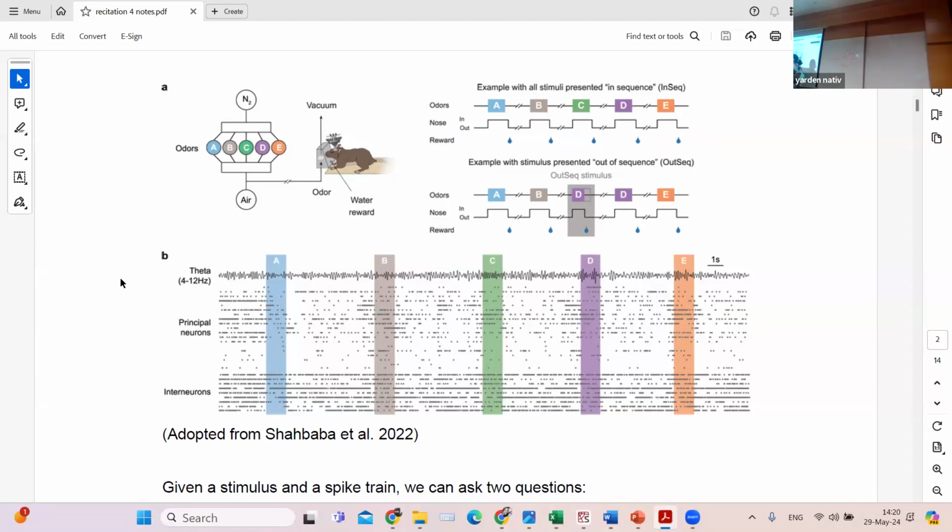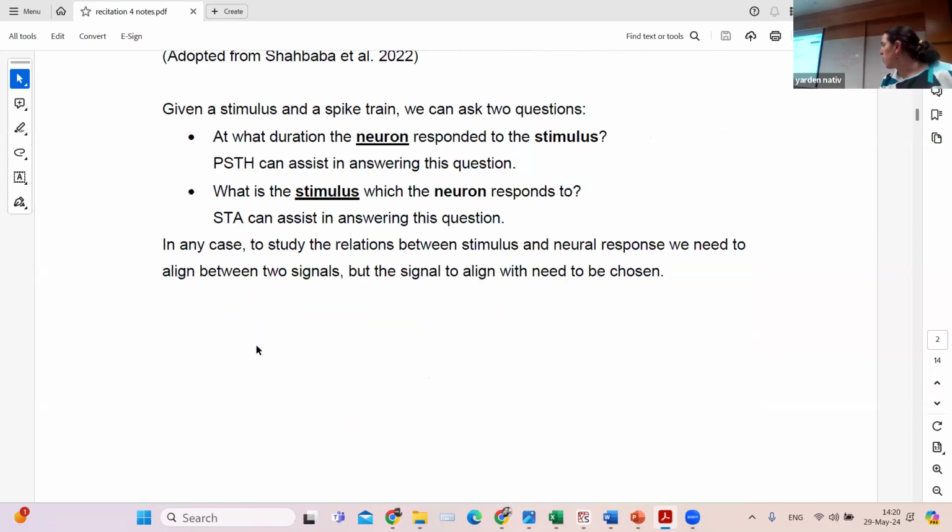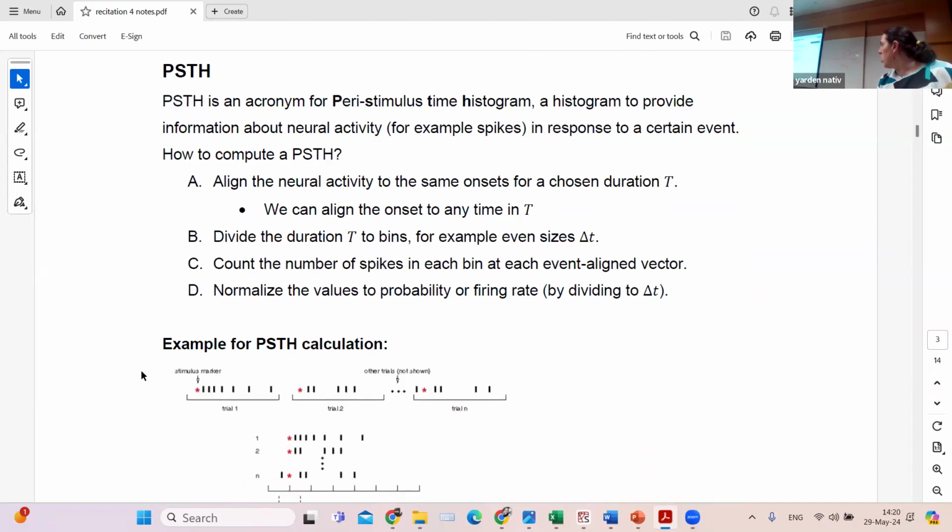And when we look at that, we want to understand what do we do with the events of the stimuli? How should we look at them from a computational point of view? Do we take one point, or is it a duration? And today I want to talk about the two possible ways of locking on the stimulus. Okay, so I'll start with the easiest and most straightforward way, which is called PSTH.